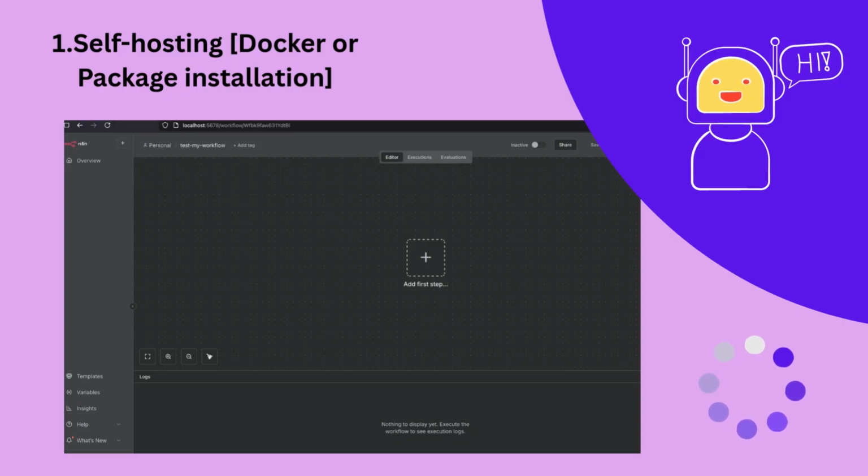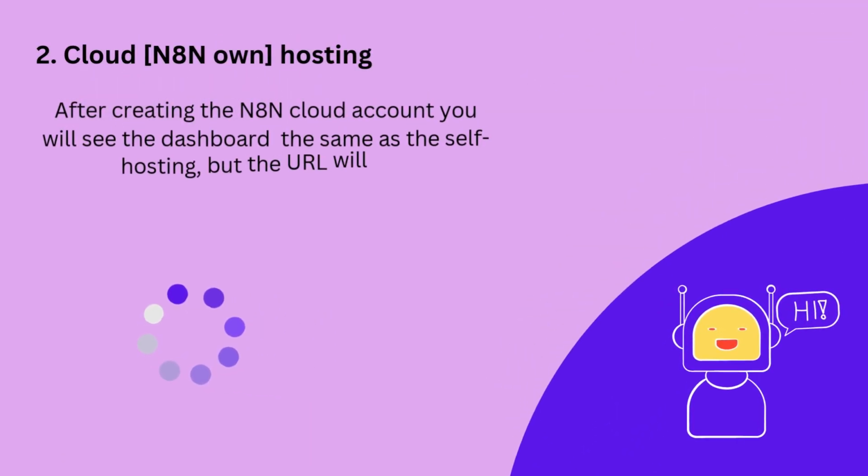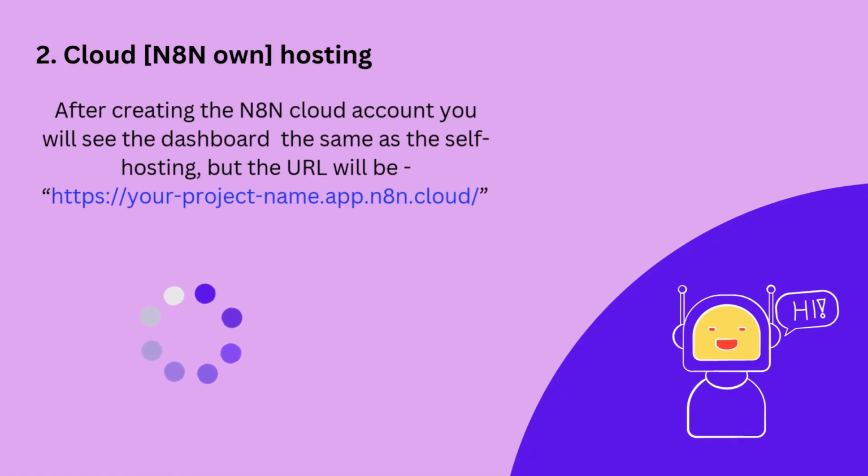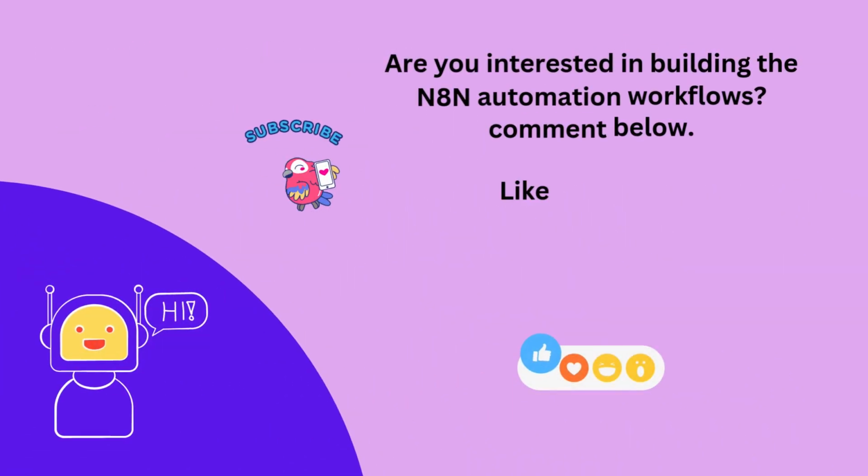Use Docker for quick setup and containerized deployment, or install it via npm for more flexibility and integration with your local environment. Both options give you full control over your workflows and data. Cloud-based n8n is a fully managed service that handles setup, updates, and security, letting you focus solely on creating and running workflows.